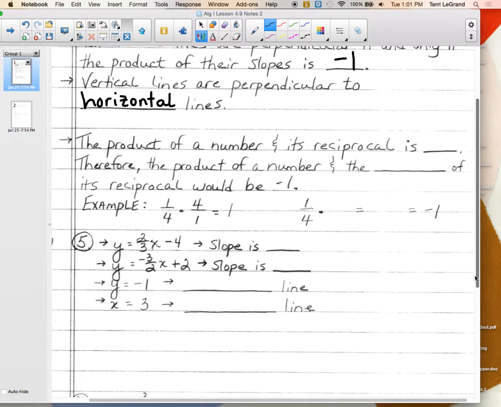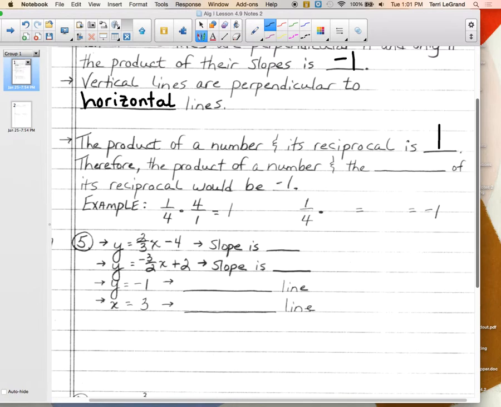So tell me something about the product of a number and its reciprocal. If I ask you for the reciprocal of 2, what's its reciprocal? What's the reciprocal of 2? 1 over 2. 1/2. Yeah, 1/2 is the reciprocal of 2. What's the product of 2 and 1/2? In other words, if you take 2 times 1/2, what do you get? 1. Okay? So the product of a number and its reciprocal is 1.